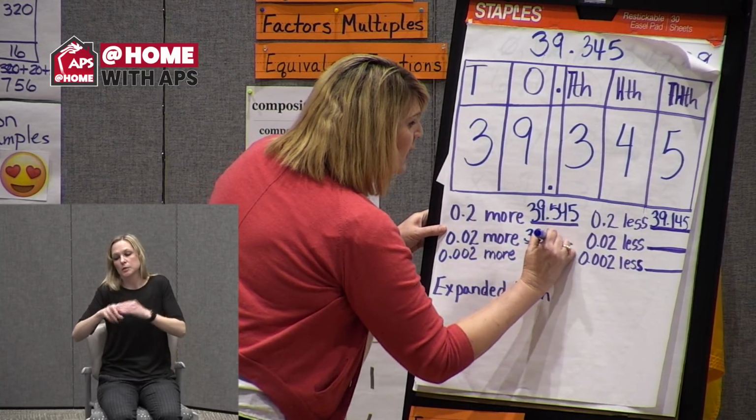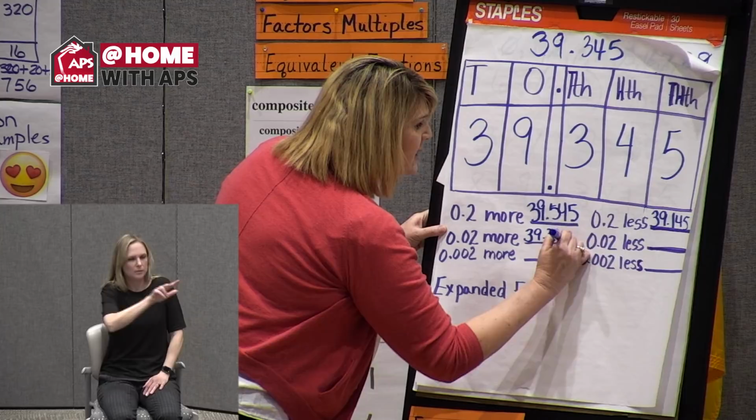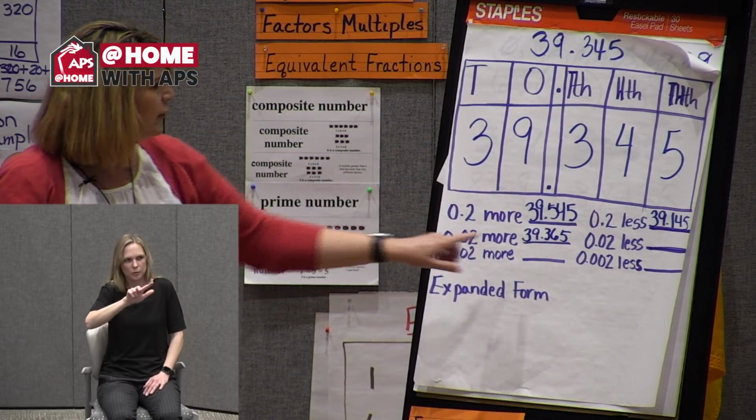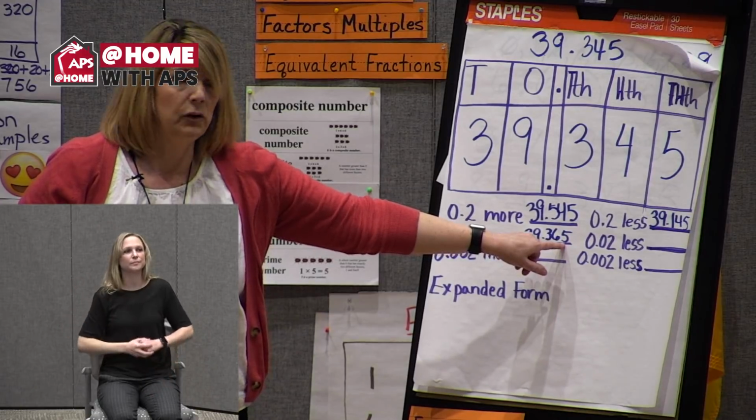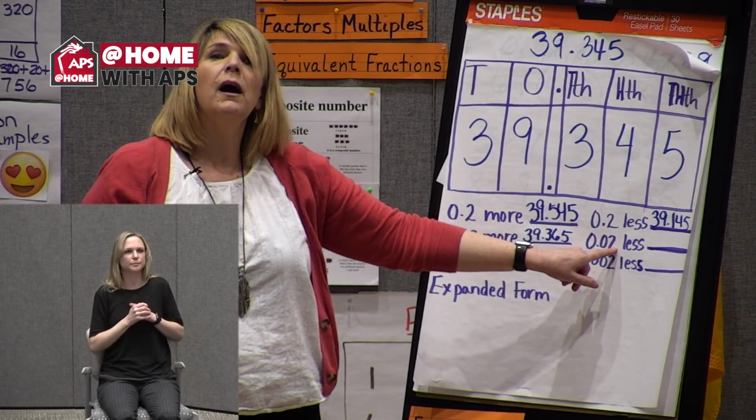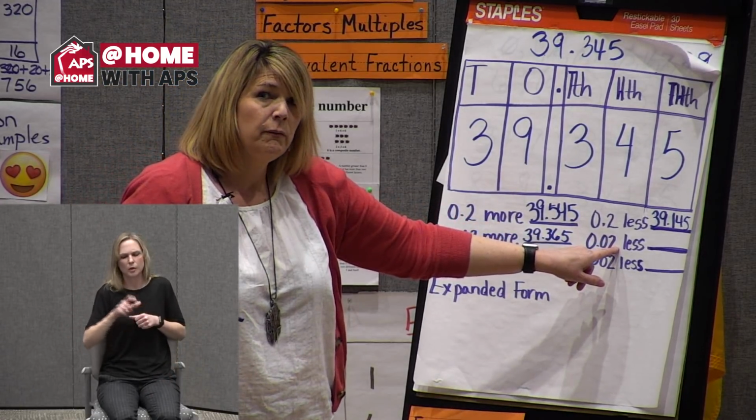And 3 is going to stay the same. We're going to make that a 6, and we still have the same old 5. So 39 and 365 thousandths. Good job. What's 2/100ths less?